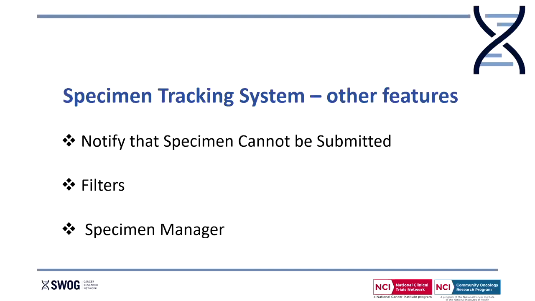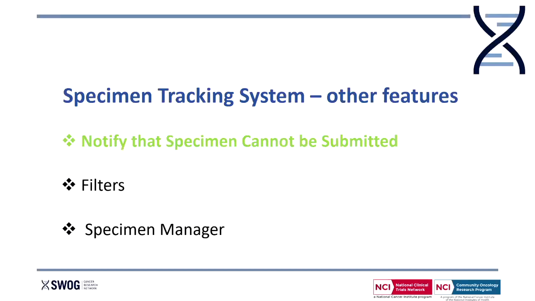What I'll be showing you today through the power of screenshots are some other features of SpecTrack. We noticed that we got a lot of questions about what to do when there were no specimens to submit. Also, as SWOG studies get more sophisticated, the list of potential submissions is ever increasing. There's a way to simplify that. Our team has also worked tirelessly to make the system more user-friendly and fully encompassed to eliminate having to leave the system to make sense of it. Let's start off with the notify that specimen cannot be submitted link.